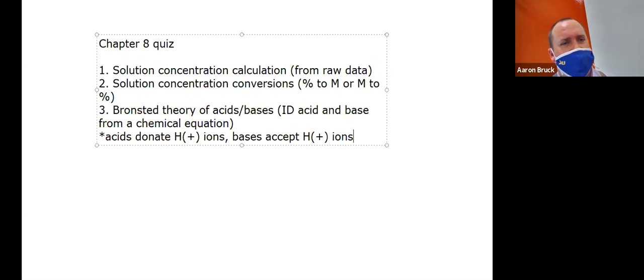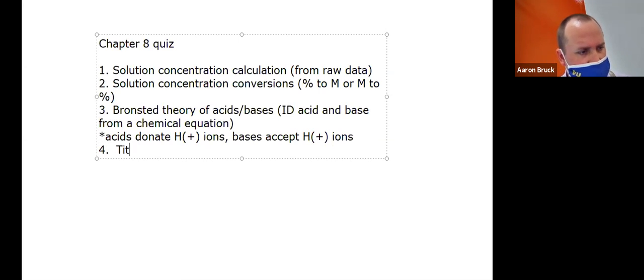So again, if we have time, if that's something that we want to talk about, that's something we can talk about today. Once you identify it, it's pretty easy to pick them out. You just have to know what you're looking for. Fourth one, something we did a lot of examples of, titration calculations.